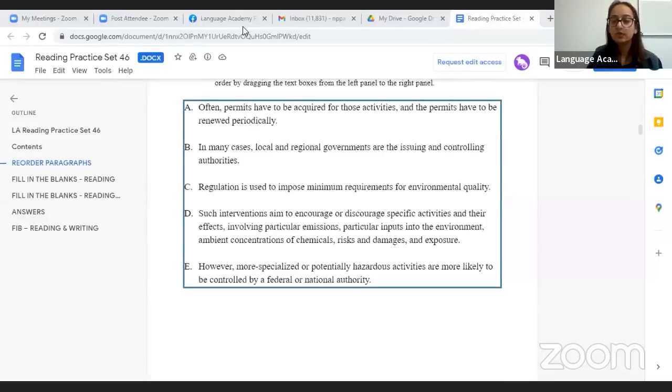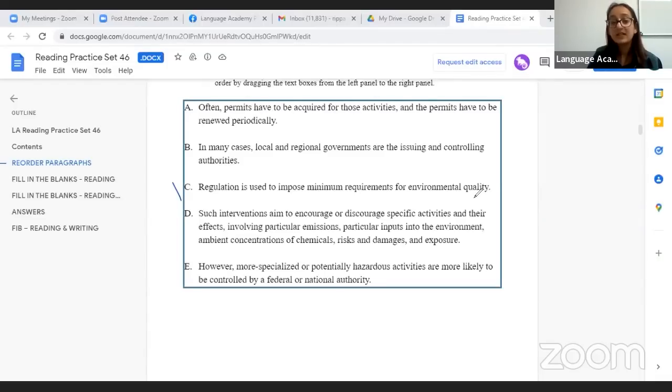No, you got it wrong. We cannot start with B. B doesn't even say what you have to issue and what you have to control. The first sentence was C: regulation is used to impose minimum requirements for environmental quality, which a lot of you have got correct. But then you messed up by putting B as the second one.